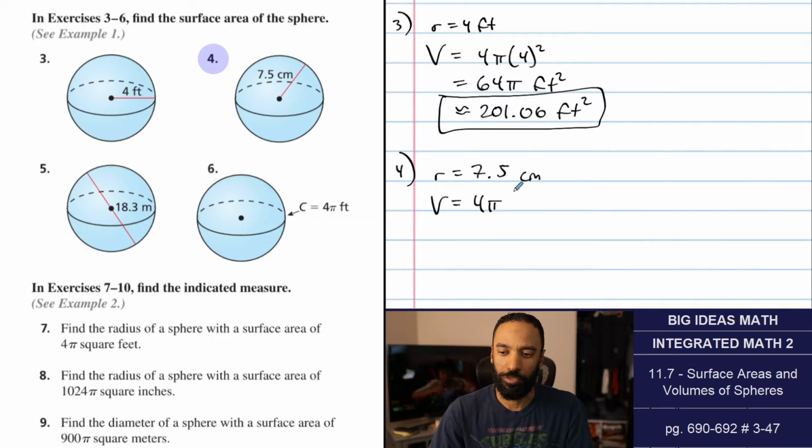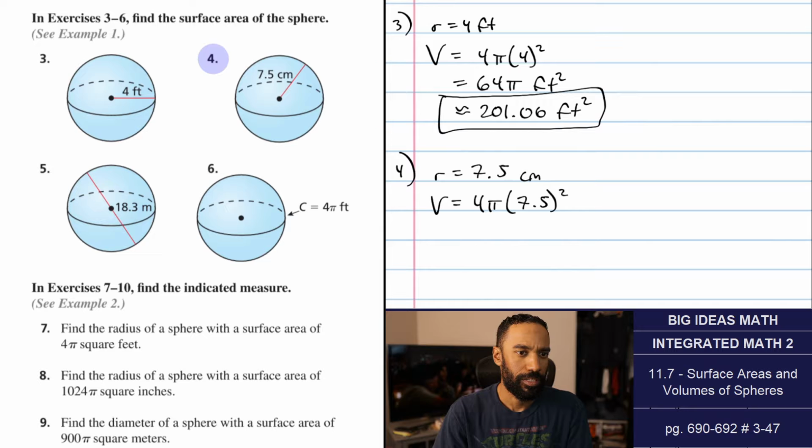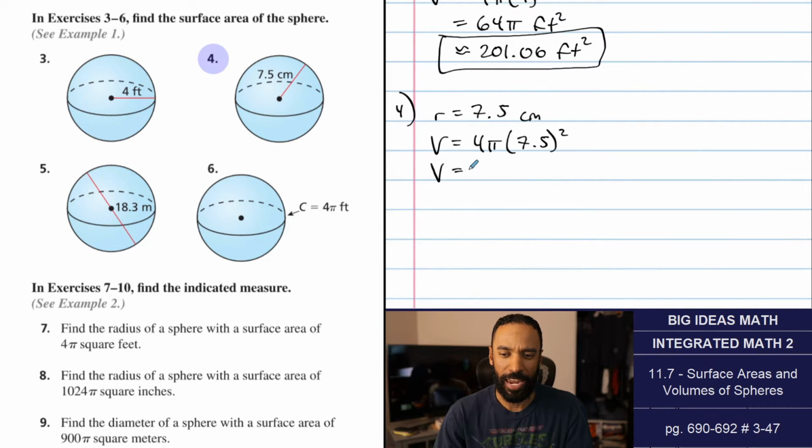So volume is 4 pi times 7.5 squared. And I don't know 7.5 squared. I don't remember. I'm sure I've seen it. Let's see. 56.25. In my head I had 50.25, but I was saying that sounds too small. Now that number times 4 is 225 exactly. So I get 225 pi square centimeters for this.